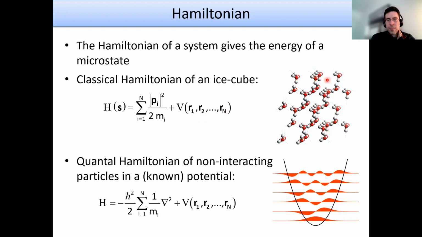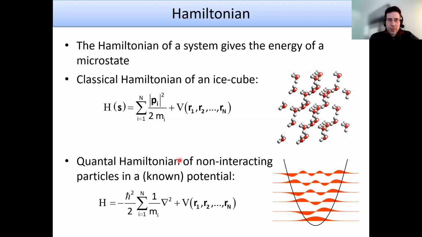atoms in the system. Now, what if I was not looking at an ice cube? What if I was looking at an ideal gas? What do you think the Hamiltonian would look like? It could lose the potential because in an ideal gas, the particles don't interact. Exactly. So in an ideal gas, we don't have this term here. We only have these terms, the kinetic energies, because the particles do not interact.